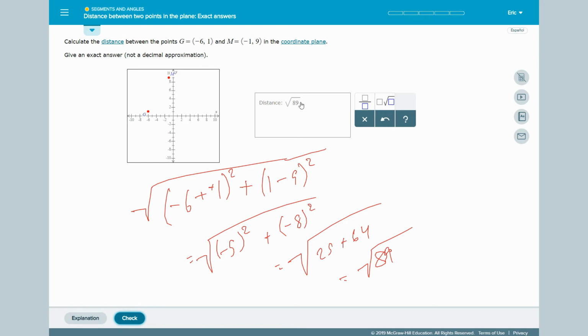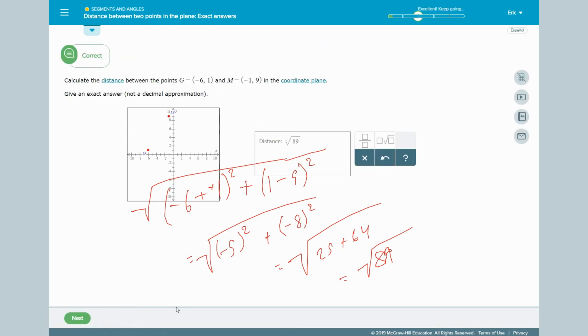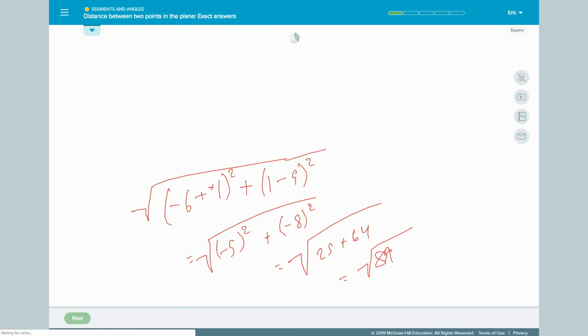So just keep it as the square root, assuming you can't reduce it any further. So, for example, the square root of 25 is just 5, and so on. And honestly, that's it for this topic.